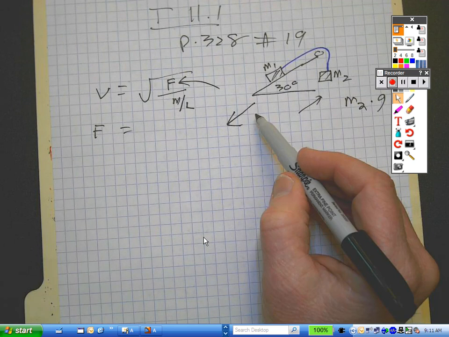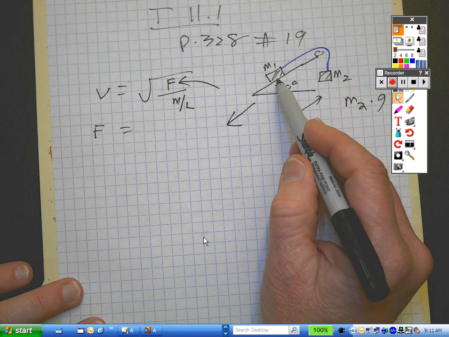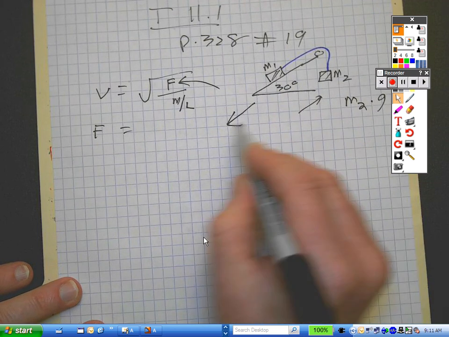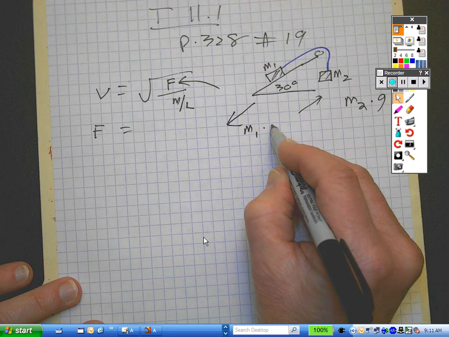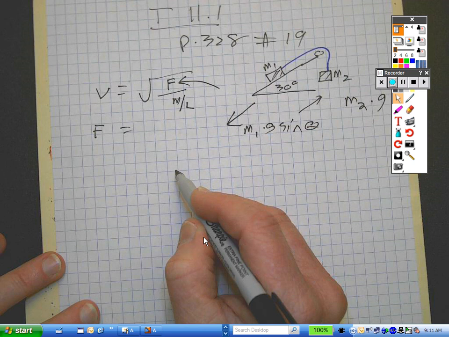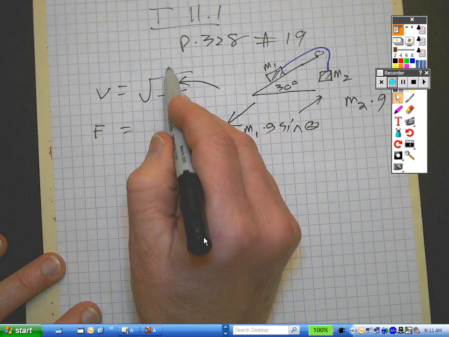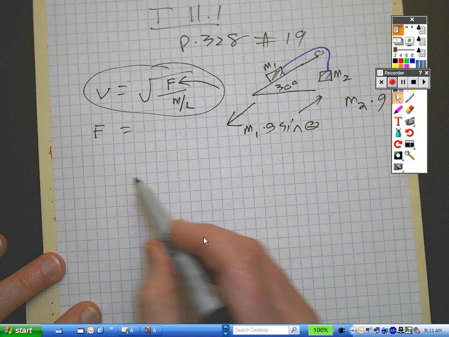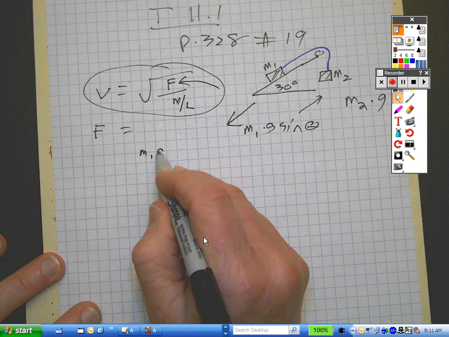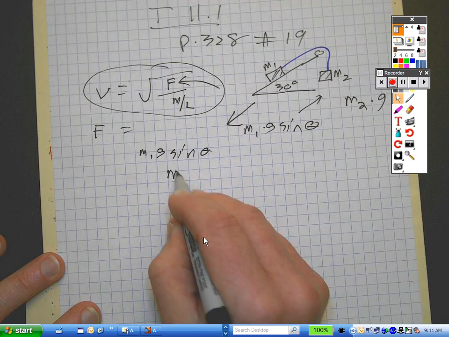However, as you recall, if something's on a ramp, only the part of the gravity force that's down the ramp is pulling. So it would be m1 times g times the sine of the angle. So you've basically got three force formulas. You have the force formula that comes from the wave velocity. You have the m1 g sine theta, which is the same as that tension force. And you have m2 times g.